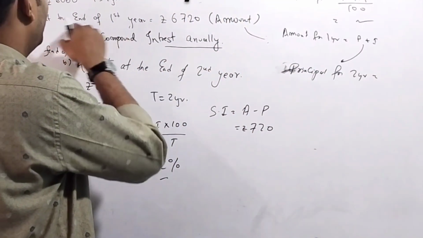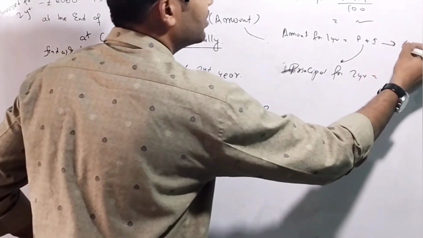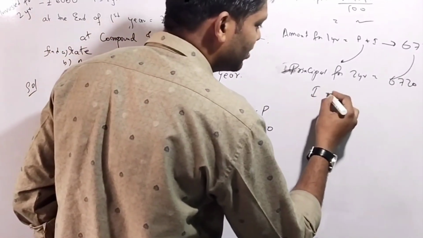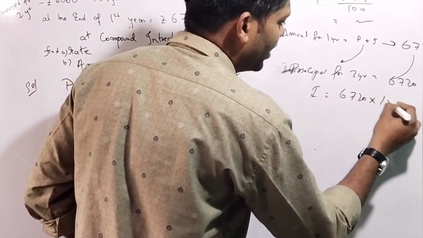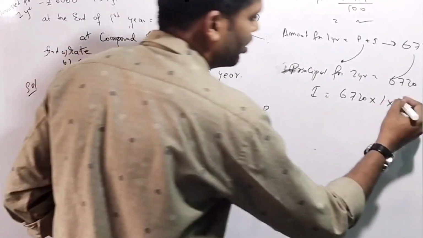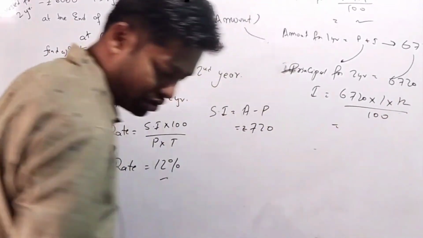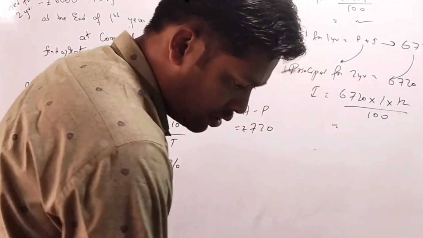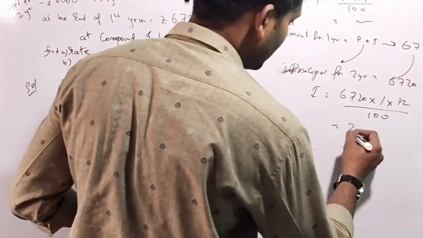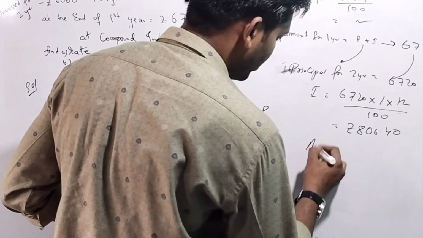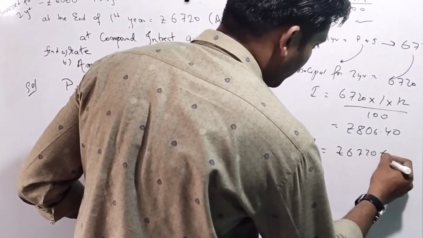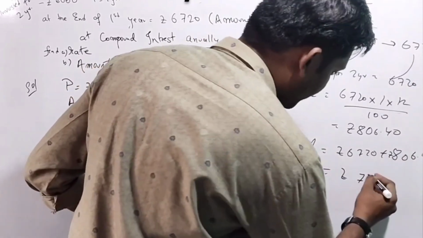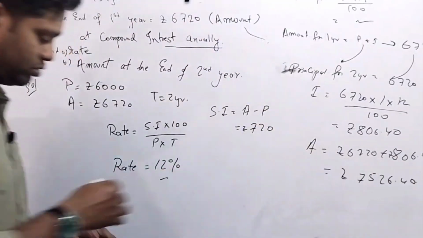So that's what they gave you: the amount at the end of first year, how much? 6720. Now it will be the principal of second year, 6720. Now take out the interest: 6720 into 1 into rate of interest, 12% we got, by 100. What is the interest? The interest will be rupees 806.40. Now find out the amount. So rupees 6720 plus rupees 806.40. After calculating, 7526.40 is the answer. So understood?